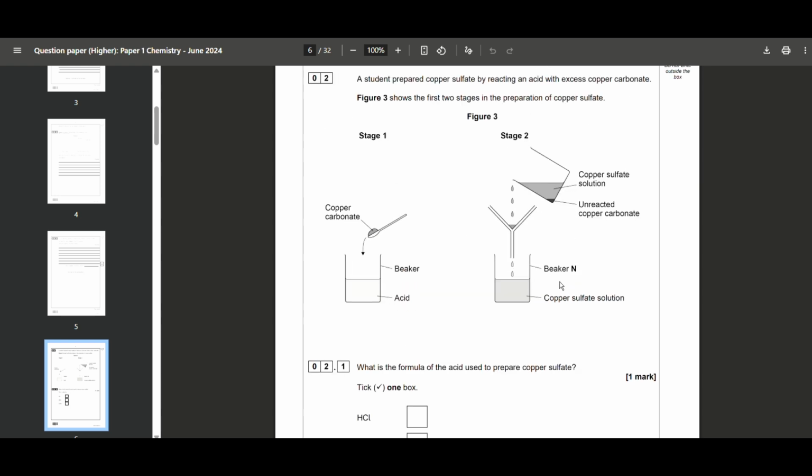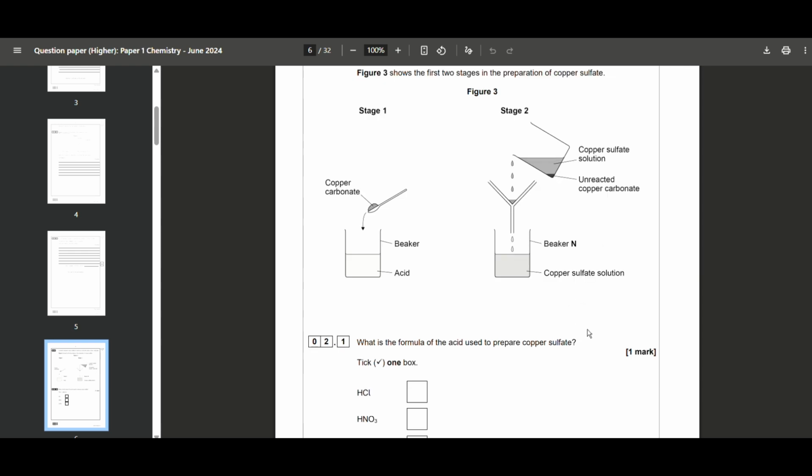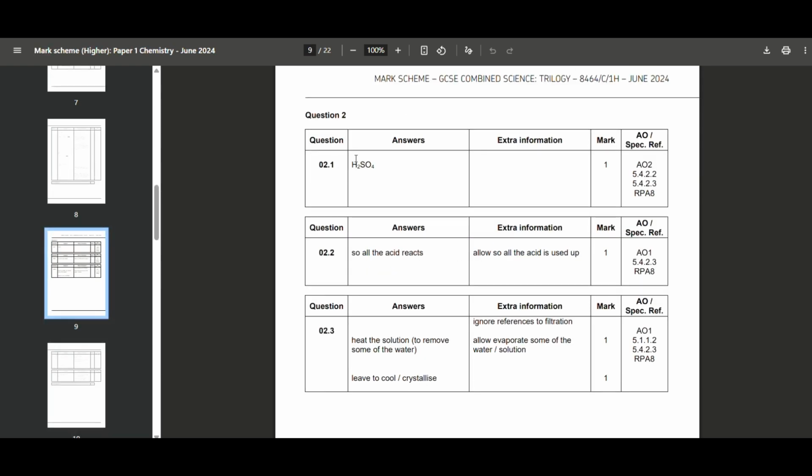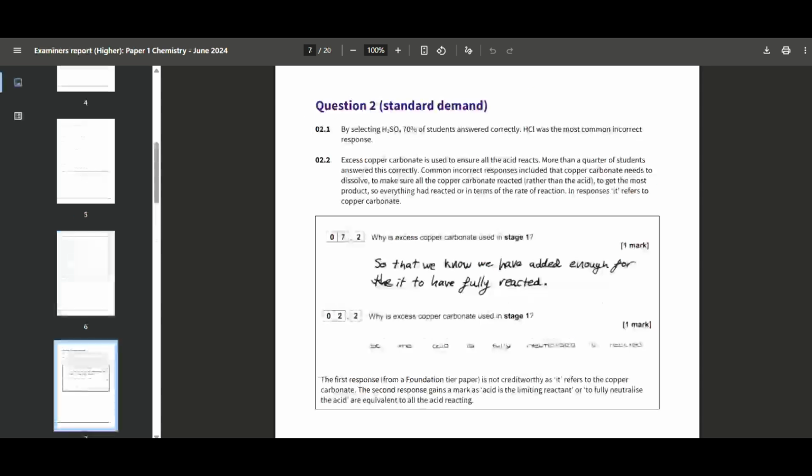Now, if we have a sulfate being formed, that means the copper must have reacted with some sort of sulfur in that reaction. So I know for sure that this sulfur is right here in sulfuric acid to form copper sulfate. So I will know that this is the correct answer. So let's have a look at the mark scheme. It is H2SO4.